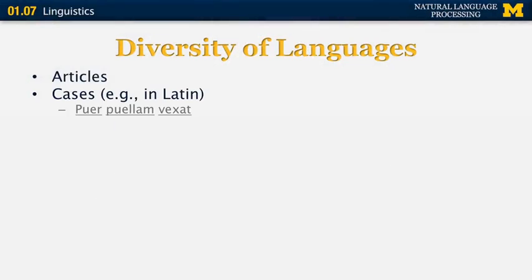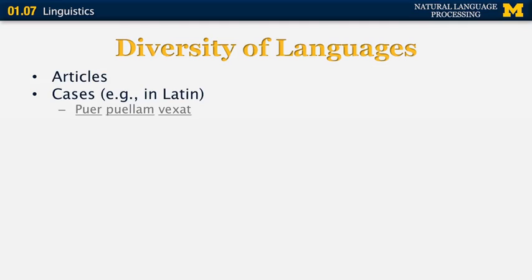Different languages can also have cases. So a case is an indication that the word can be used in different syntactic roles in the sentence. For example, in Latin, you can have a sentence like the one shown here, puer puellam vexat, where puer means a boy, puella means girl, and vexat is a form of the verb to vex or to annoy.